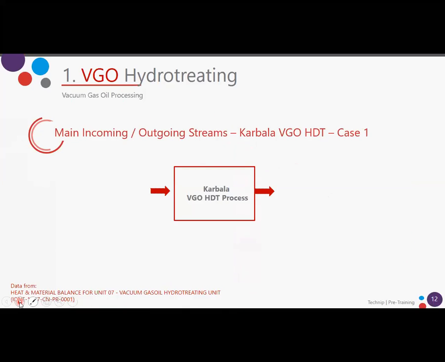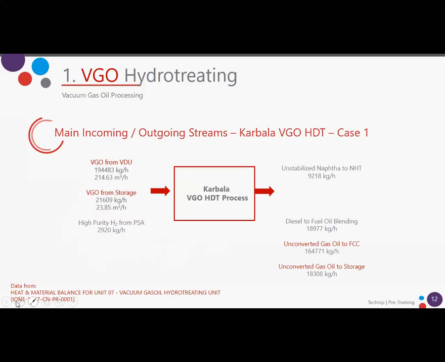If we see the main streams, we have the VGO from the vacuum distillation unit. They also mix with some VGO from the storage. We have high purity hydrogen. In this case, we don't use the hydrogen from the catalytic reformer, but we use high purity hydrogen from another unit, a pressure swing absorber. That is a very high purity hydrogen.